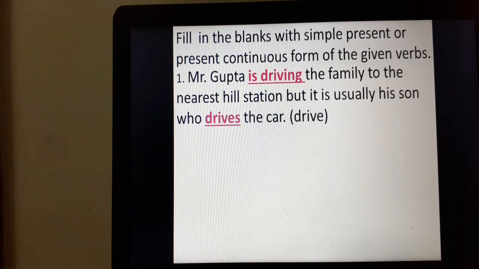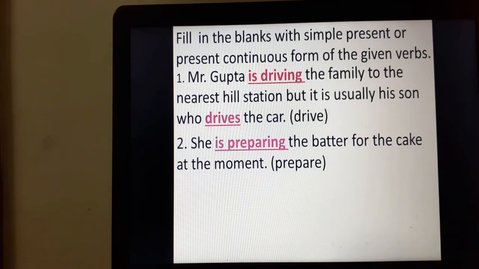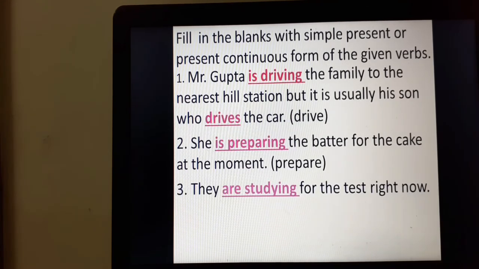One more exercise with simple present or present continuous tense. Mr. Gupta is driving the family to the nearest hill station, but it is usually his son who drives the car. She is preparing the batter for the cake at the moment. They are studying for the test right now. As you can see in examples 2 and 3 in this exercise, at the moment and right now are there, so we have used present continuous tense.